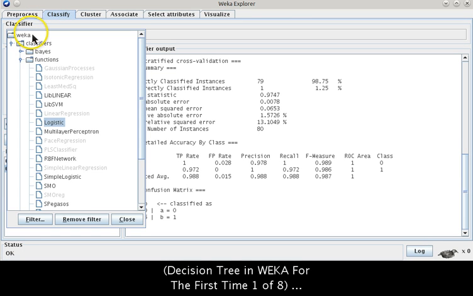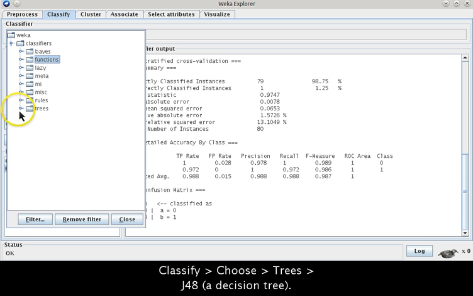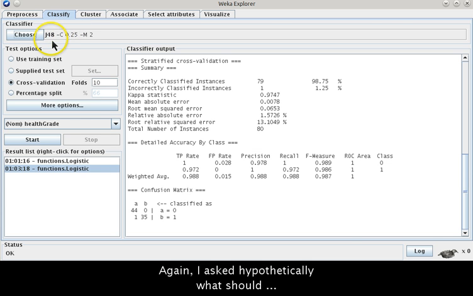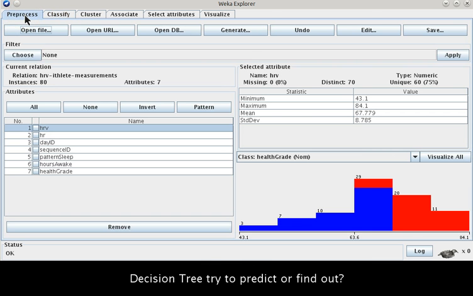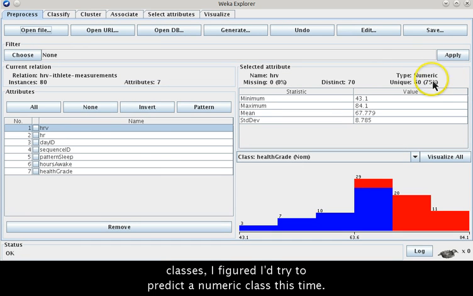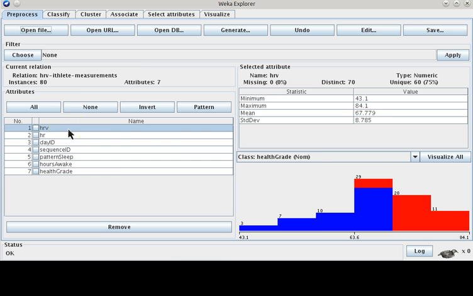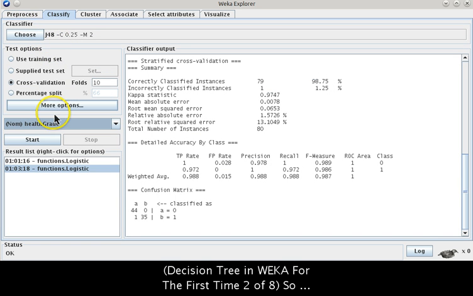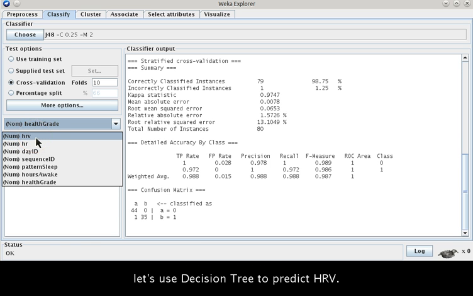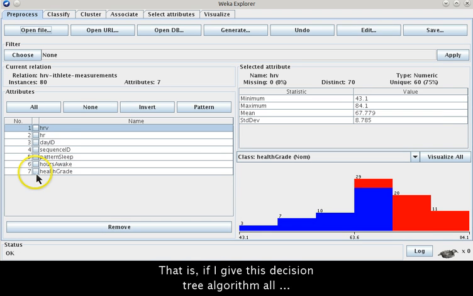Let's click classify, choose trees J48, which is a decision tree. And again, I asked myself hypothetically, what do I want this decision tree formula to try to predict and find out for me? Well, since logistic regression did not work with numeric classes, I figured I'd try to predict a numeric class this time. So again, I went to the pull down menu and said, let's use decision tree to predict heart rate variability. That is, if I give this decision tree algorithm all 6 data points, how accurately can it predict the 7th one? Or can it at all?